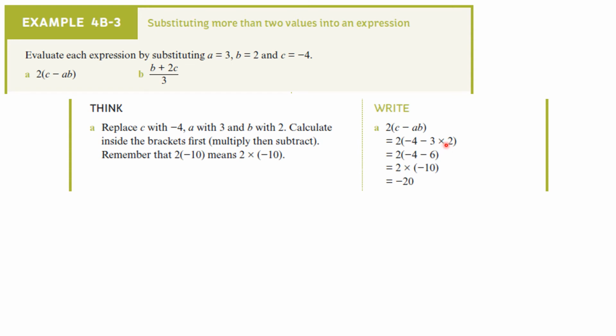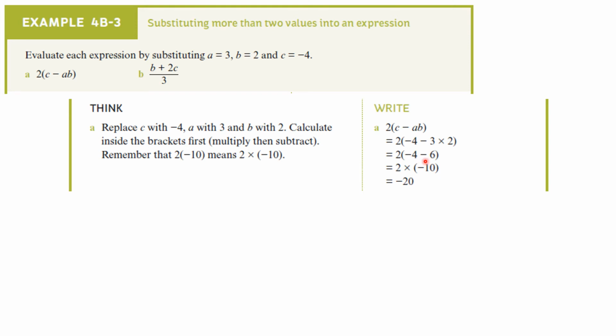Next step. This bracket must get simplified, and I must do this multiplication first. That's where we get the 6, 3 times 2. This minus has not changed, this minus has not changed. Now we simplify what's left in the bracket. Negative 4 minus 6 is a negative 10. This is using your knowledge from chapter 3, working with negative integers.